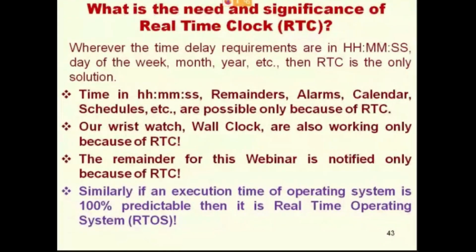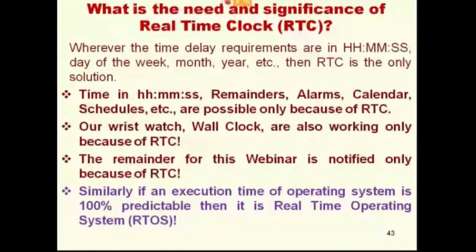60 such 6 degree steps make 360 degrees. The second wheel is directly connected to the stepper motor. The stepper motor is driven by RTC. That means every second the real-time clock gives a pulse. For every pulse, the stepper motor rotates 6 degrees, which is our wall clock, our wristwatch. Fantastic, right? So all the clocks are working only because of the real-time clock. The webinar is notified only because of RTC.